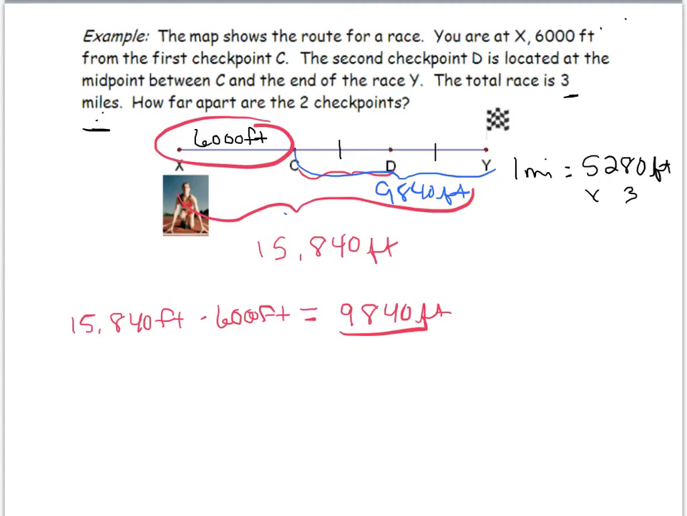Now keep in mind, D is located in the middle, so these 2 are congruent. If I am looking for the length between the 2 checkpoints, C and D, all I will have to do is take half of the distance. So if I take 9,840 feet and I divide that by 2, I should end up with my length for CD, which is 4,920 feet.